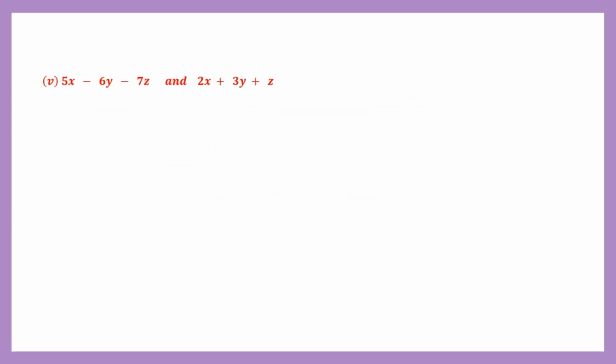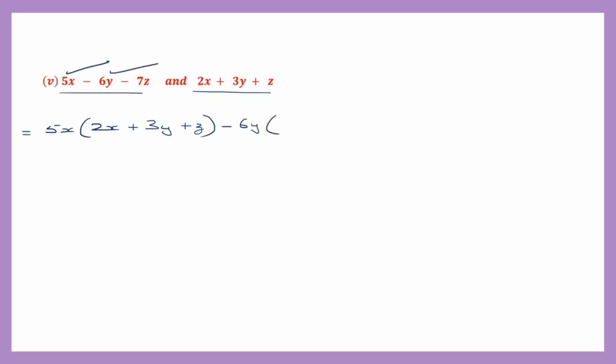Question 5. Here we have a polynomial and a polynomial. So let's go carefully with this. We can take the first term of this itself. So 5x into the whole of the second polynomial, 2x plus 3y plus z. Then take the second one, which is minus 6y, into the whole of the next one, 2x plus 3y plus z. Now take the third one, which is minus 7z, and the whole of the next polynomial, 2x plus 3y plus z.